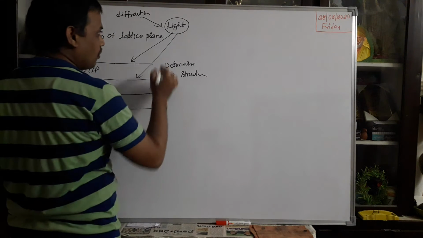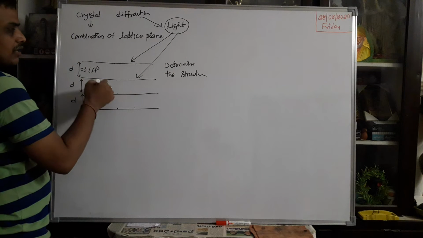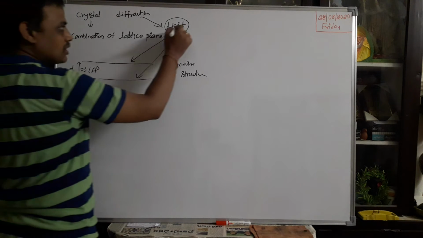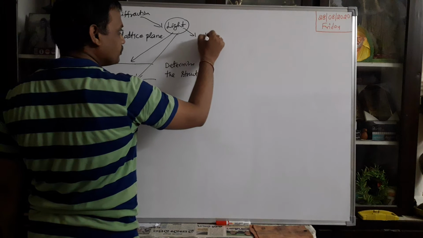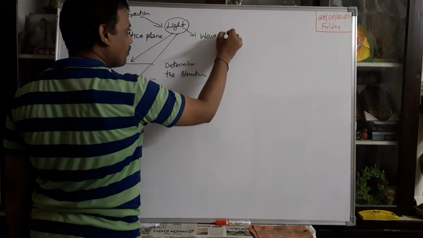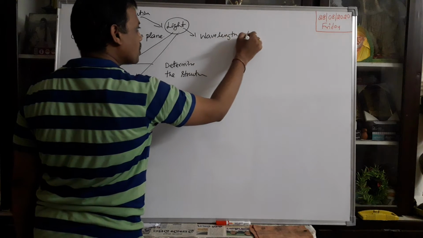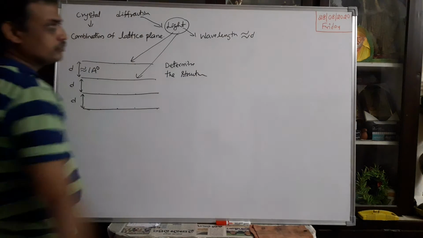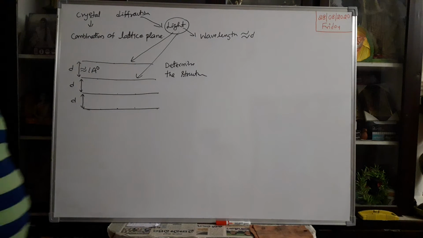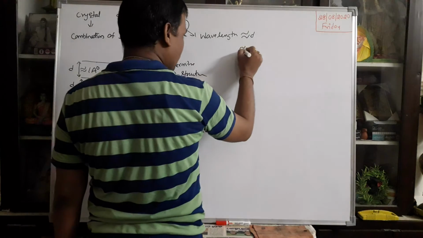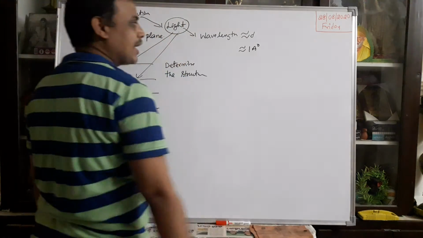You can determine the structure. So which light can be incident on the lattice plane? This light's wavelength is approximately equal to d. The average d value is approximately equal to 1 angstrom.